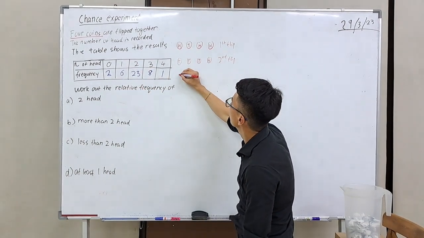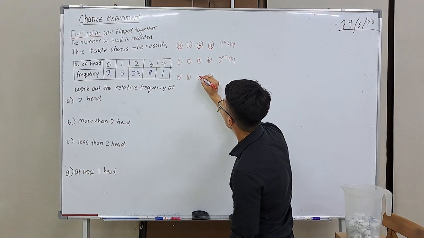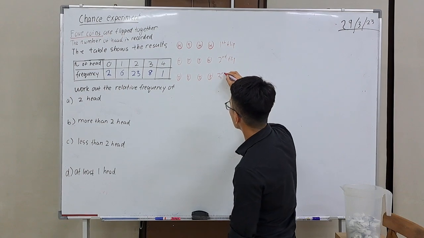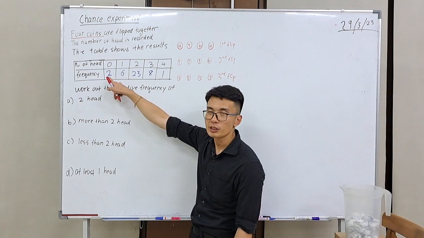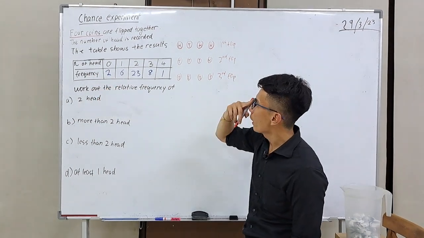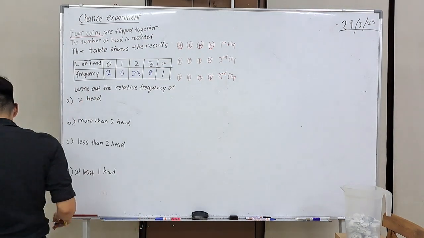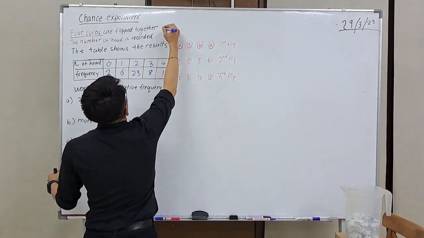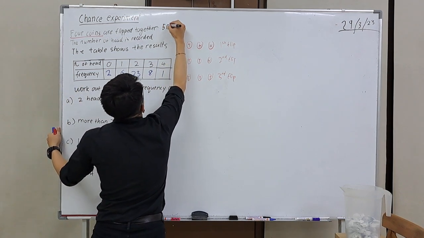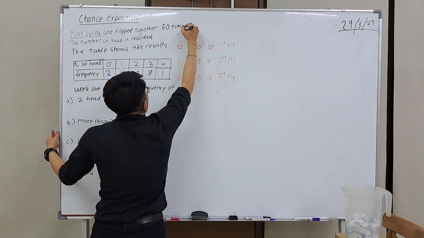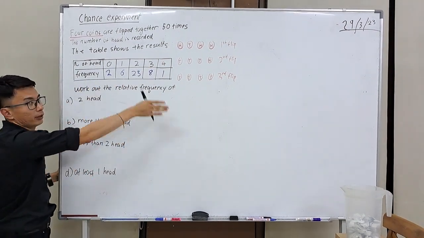Last example, I flip again. I might get tail. That's my third flip, and that result contributes to this frequency over here. So I will repeat this for a total of 50 times. I will flip this 50 times, and this is the table that I got.